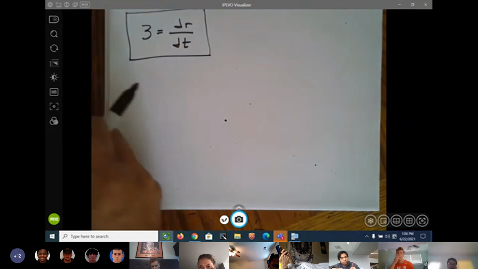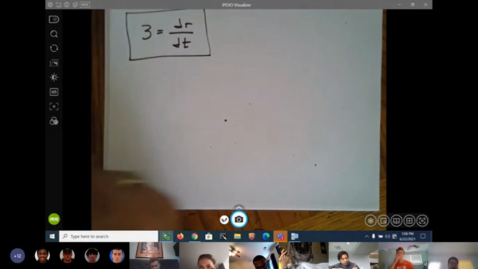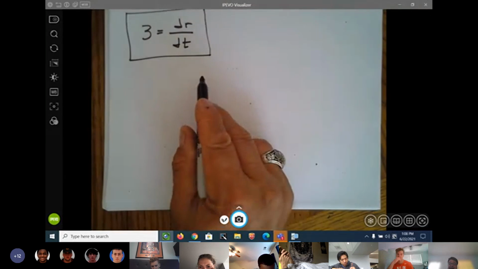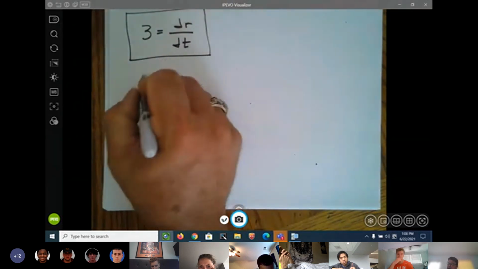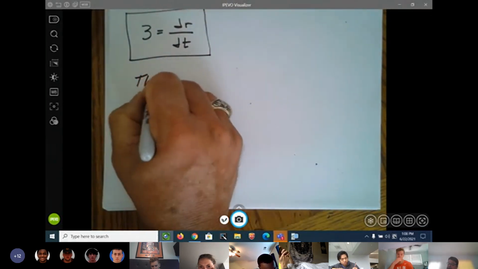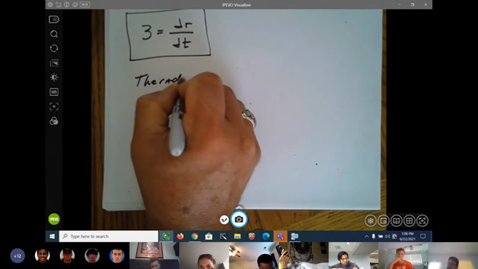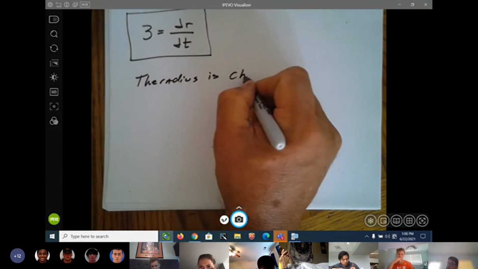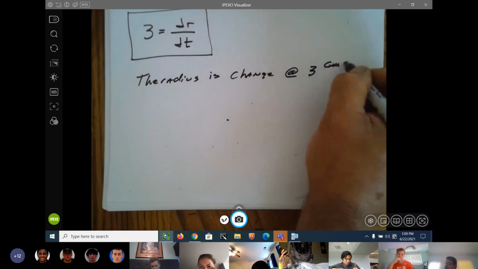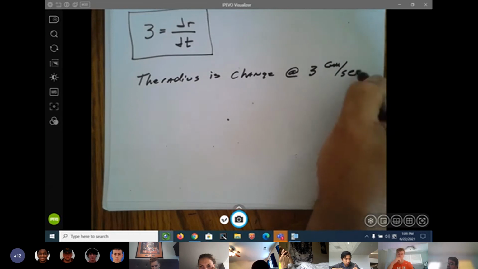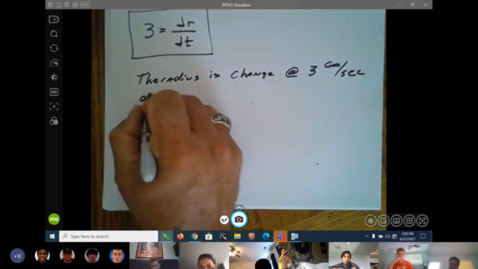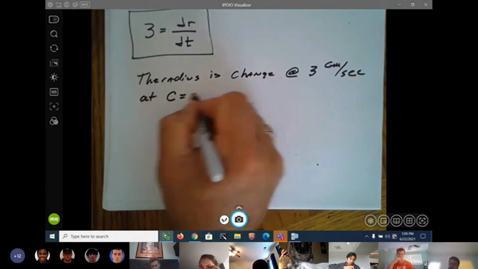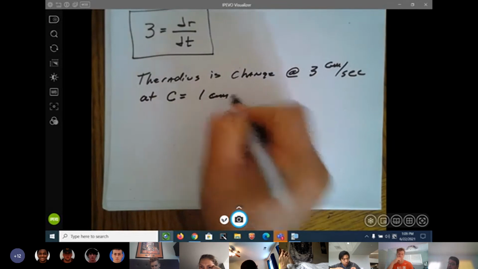Now the question asked, how fast is the radius changing? The radius is changing at 3 centimeters per second at circumference equal to 1 centimeter.